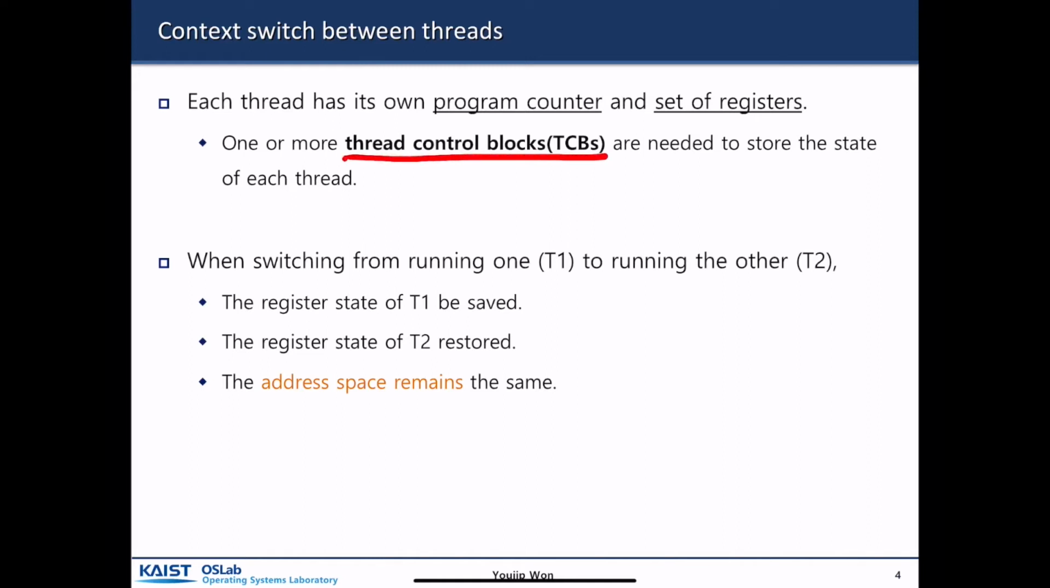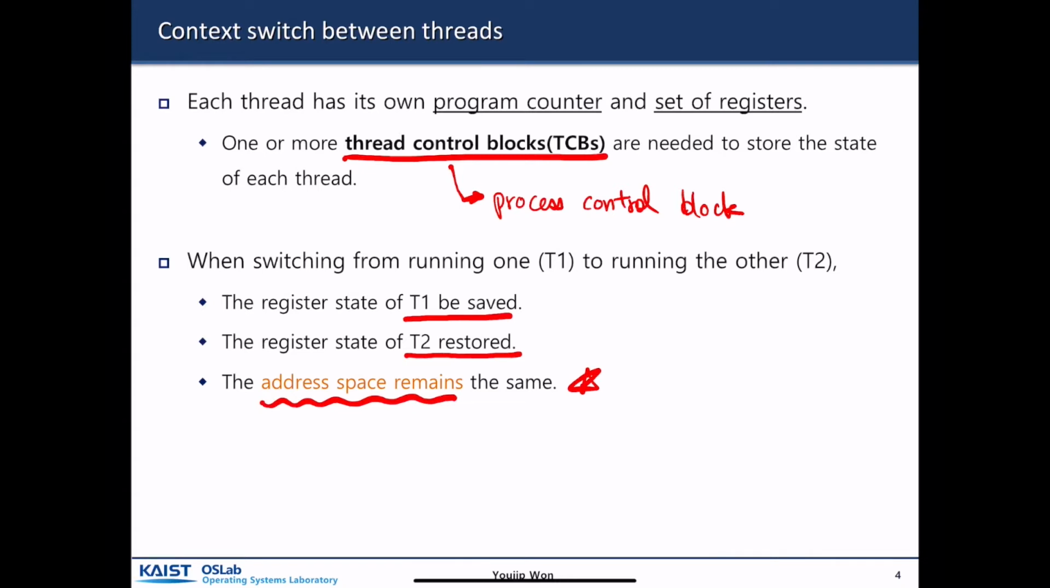In a process, this is the struct process control block for a process that contains the state of the registers used by the process. One or more thread control blocks are needed to run a multi-thread program, and they are needed to store the state of each thread. So when switching from one thread to another, from T1 to T2, for example, the register state of T1 is saved, and then the register state of T2 is restored. And the most important part, the address space, remains the same.